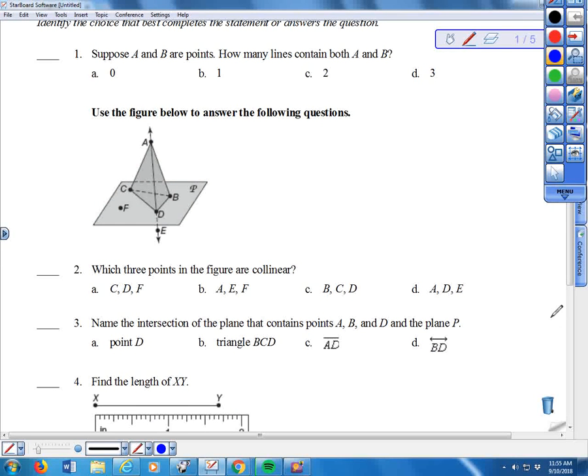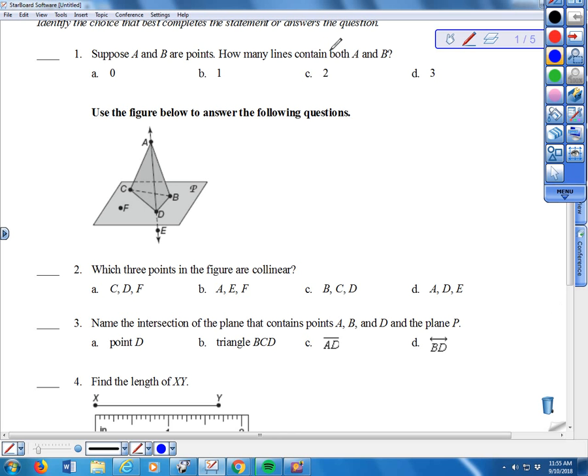Suppose A and B are points. How many lines contain both A and B? One. You can always draw one line between 2 points, but there's no other way I could draw a line between those two. So 2 and 3 would not be right, and the definition of a line is the shortest distance between 2 points.